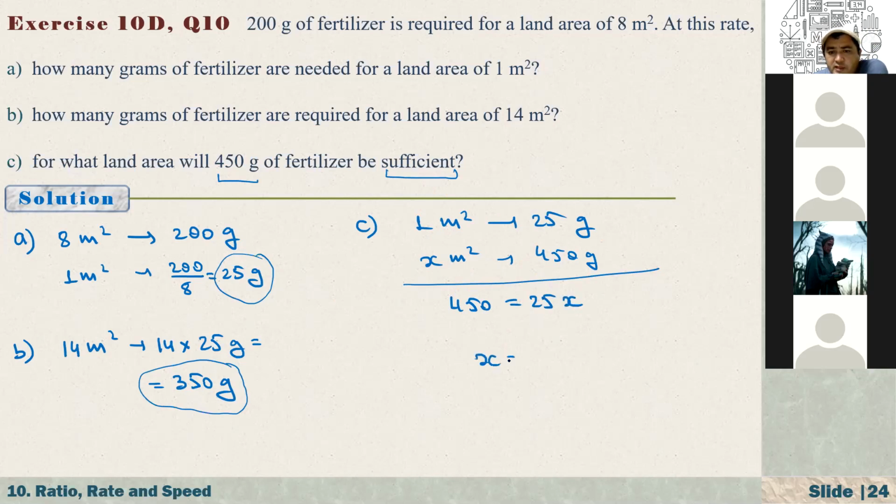Now from here, what is X? X equals 450 over 25, right? If you divide by 5, it is 90. Divide by 5, it is 18. So the answer is 18 square meters.